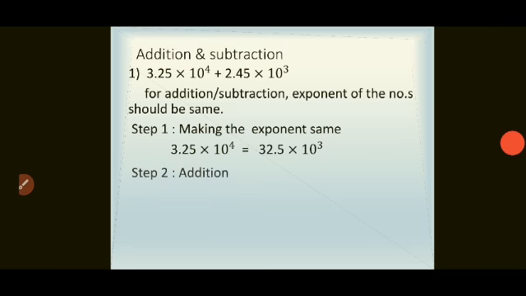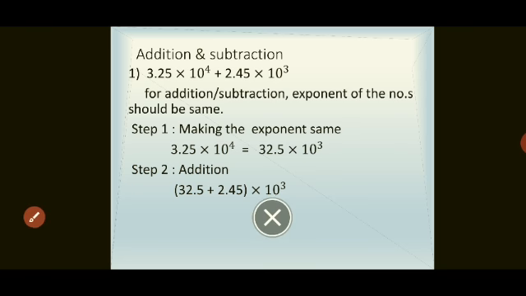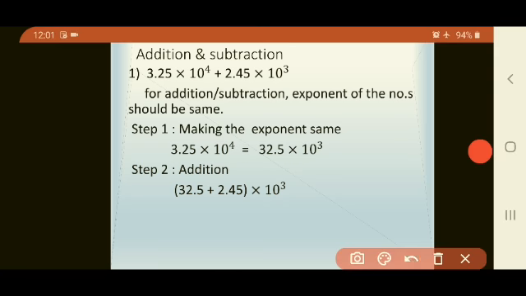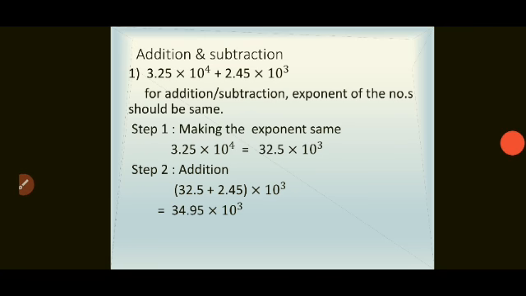Taking the numbers one side, they are called coefficients. So coefficients are taken one side and powers are taken one side. Remember, when you are writing the power, the number should be multiplied, because here the multiplication sign is there. So what is the final answer again? 32.5 plus 2.45 will come as 34.95 into 10 to the power 3.